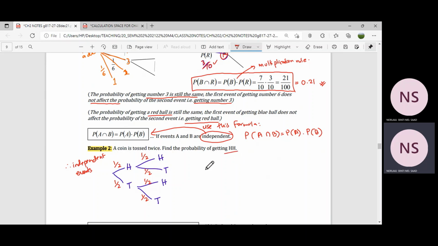So the probability of getting H and H, this one is actually the probability of H, or you may write it in terms of intersection. So we may take the probability of H multiply with the probability of H. That will give you 1 over 2 times 1 over 2 equals 1 over 4.